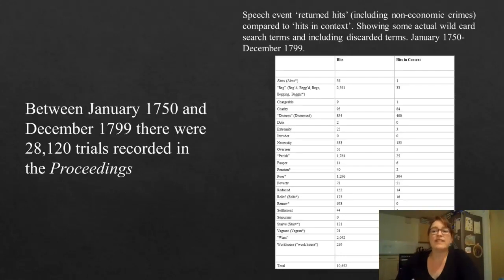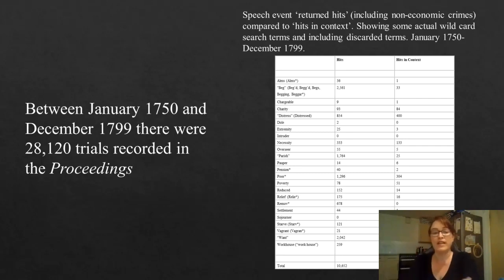So this is just an example. This is a table. Obviously, it's not a spreadsheet. This is a table taken from returns on a spreadsheet. This is looking at the 28,000 odd trials recorded in the proceedings in the latter half of the 18th century. And it shows how many hits were returned if I just did keyword searching.